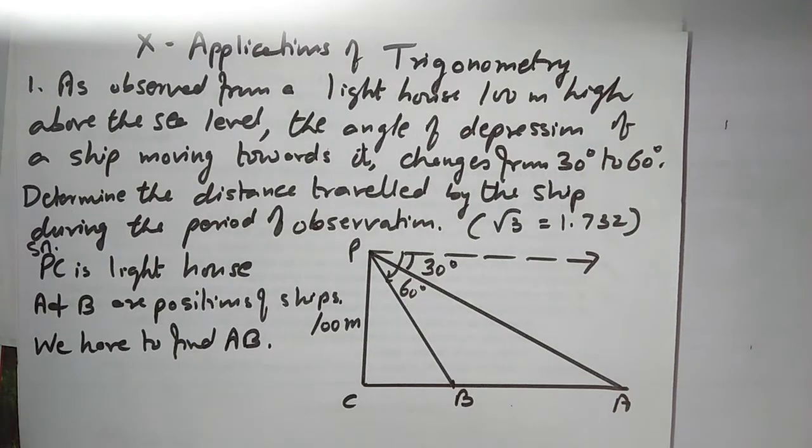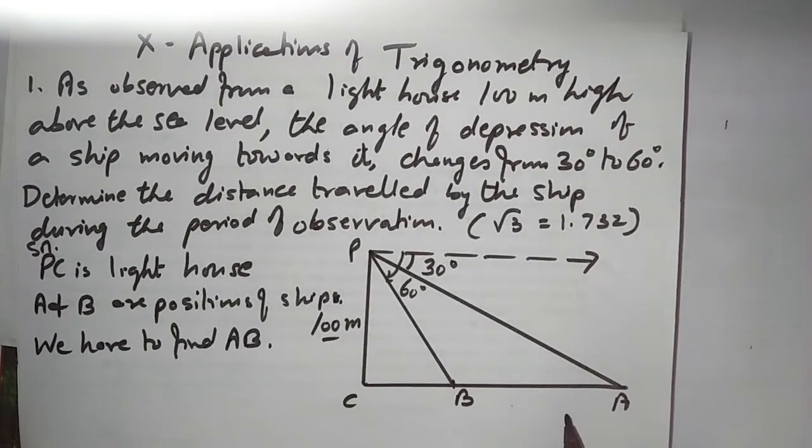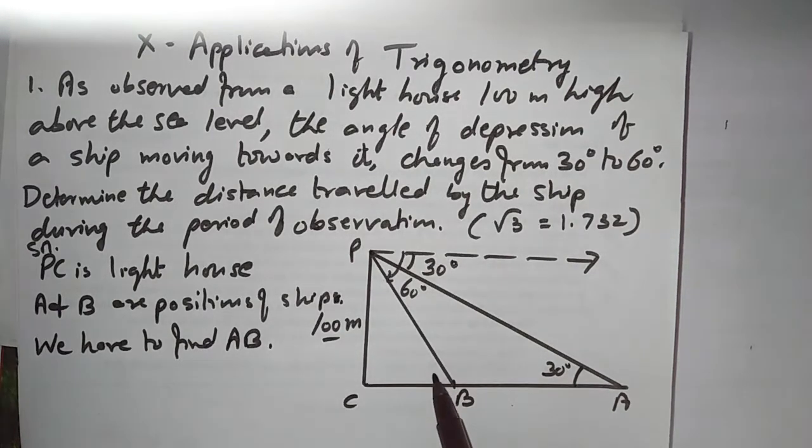Now PC is the lighthouse whose height is 100 meters, and A and B are the positions of the ship, that is moving from A to B. The angle of depression was 30 degree, so this angle will be 30 degree. This angle PBC will be 60 degree.